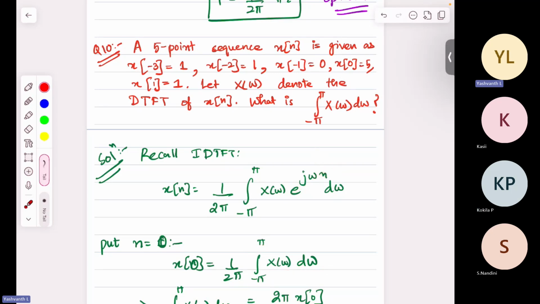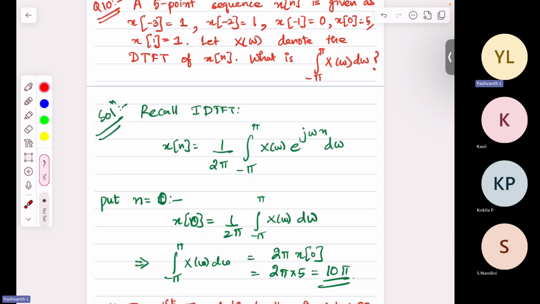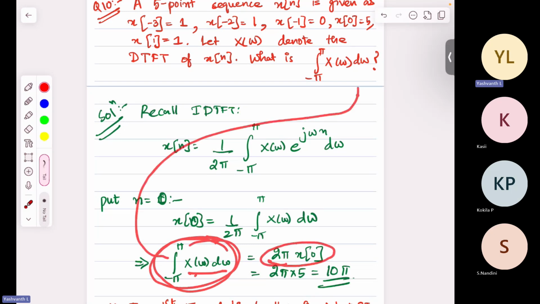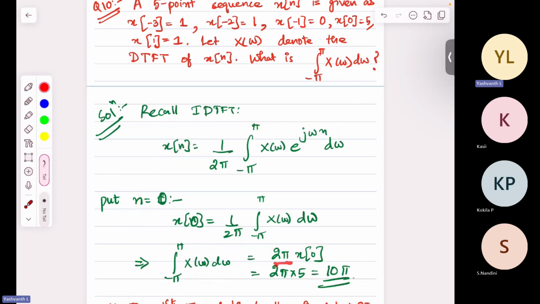Now you see, put this 1 by 2 pi on the left hand side. So the integral from minus pi to pi of X of omega d omega is 2 pi into x of 0. But the left hand side is exactly what is asked in the question. Therefore, the answer is just 2 pi into x of 0, and x of 0 is given to be 5. Therefore, it's 2 pi into 5, which is 10 pi. Is the solution clear?